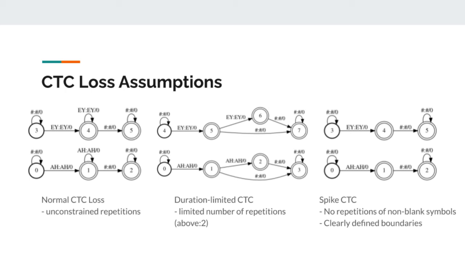For duration limited CTC, it limits the repetitions to just a set number. So in the case of the graph shown, it's only 2. You see that graph does not have that self-transitioning state. And then thirdly, there is the spike CTC, which does not allow any repetition at all. So as you can see, it's just the normal CTC loss without the transition to itself.